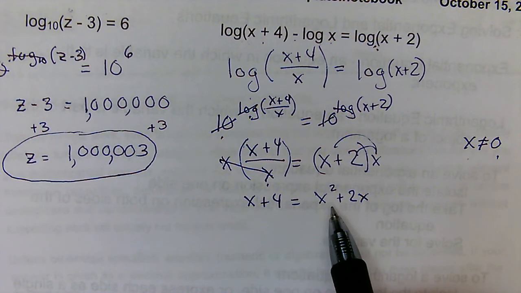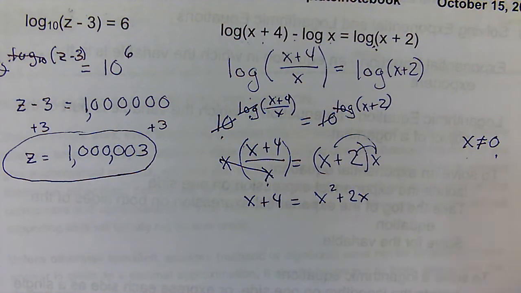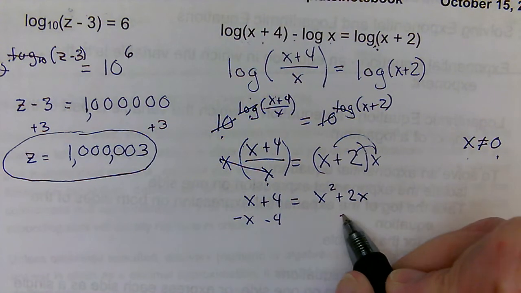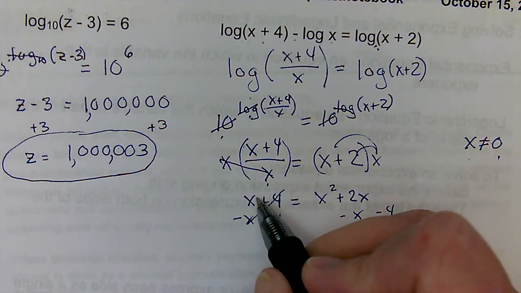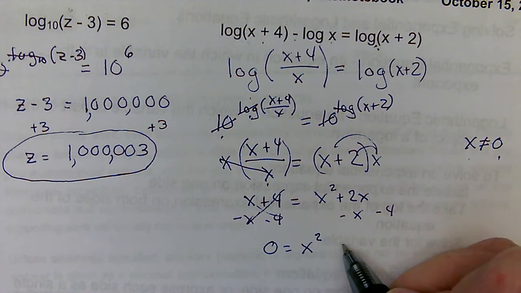Because the highest power of x is 2 in this problem, that means it's a quadratic equation. So we want to get 0 on one side. So I'm going to subtract the x and the 4 from both sides. So over here, these canceled out, leaving 0. And now I have x squared plus x minus 4.